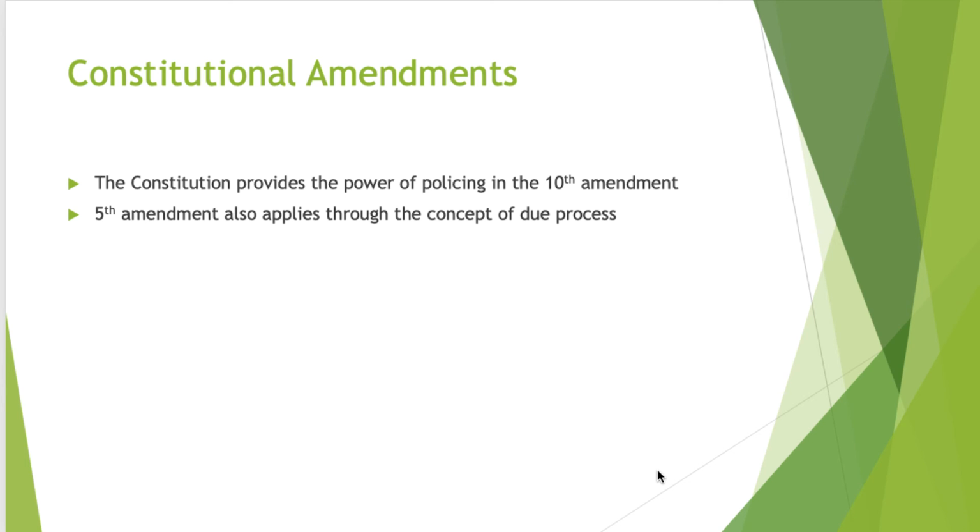So, as we mentioned, constitutional amendments are used to limit the power of the government's policing powers in other parts of the government. And that is through the 10th Amendment and then the 5th Amendment. The 5th Amendment we're going to go into more detail on, because it is the concept of due process and how it applies to policing.